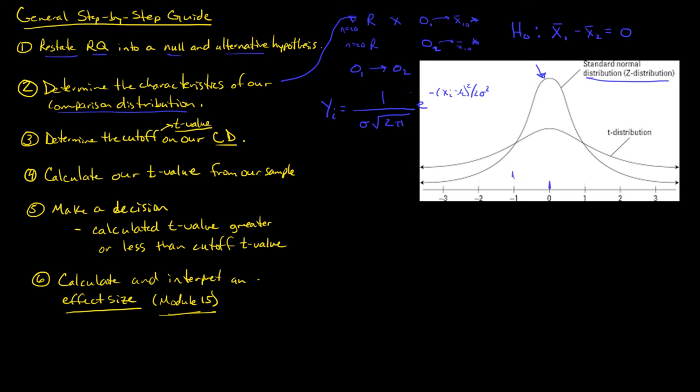Between +1 and -1, we would get about 68%, and between about -1.96 and +1.96, we'd get about 95%, right? Going from here to here. Okay, so we're familiar with this, but in doing a t-test, a statistical test, we're not using the normal distribution.